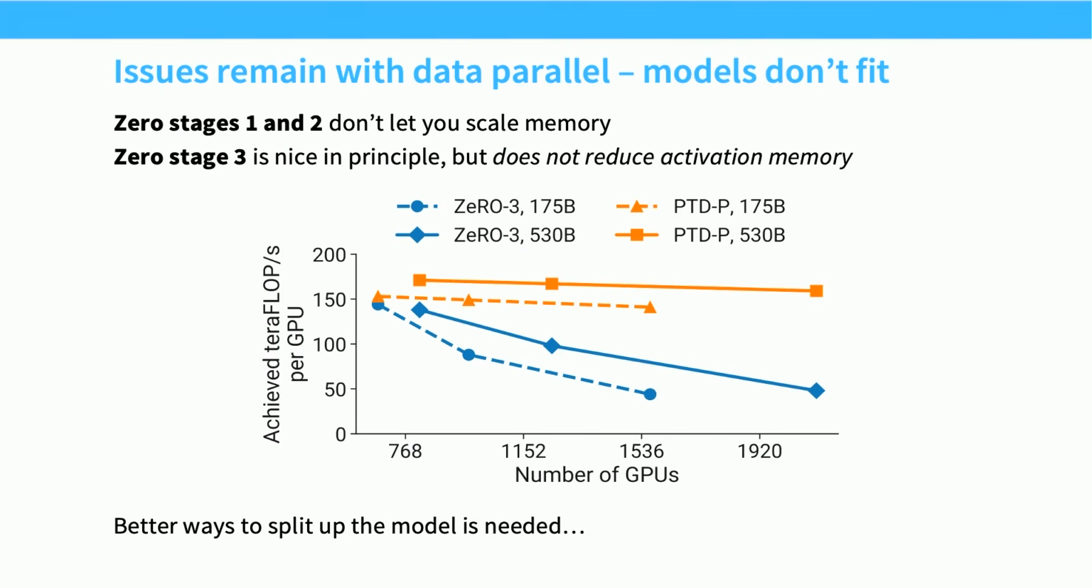There's another issue that we have, which is that we still have memory issues, which is ZeRO stages 1 and 2 don't really let you scale memory at all. And ZeRO stage 3 lets you cut up the parameter memory. But unfortunately, there's activation memory and other kinds of memory use that this does not split up, or does not reduce at all, right? And so we need better, more fine-grained ways of cutting up the model in order to really start pushing down the memory use beyond these points, right?